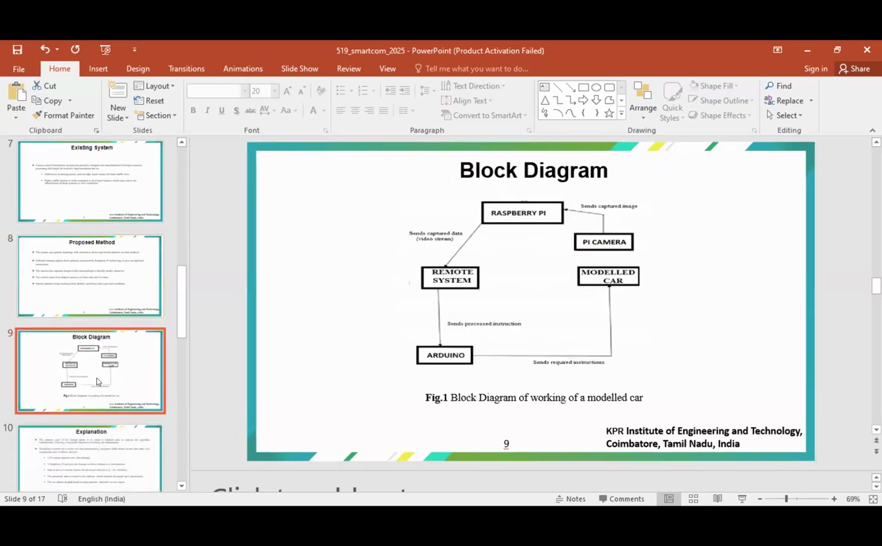And here is the block diagram. In the block diagram, we have the Raspberry Pi. The Raspberry Pi sends the captured data, that is video, to the remote system, and it sends the processed information to the Arduino, which sends its instructions to the model car. The Pi camera is where it captures the images.